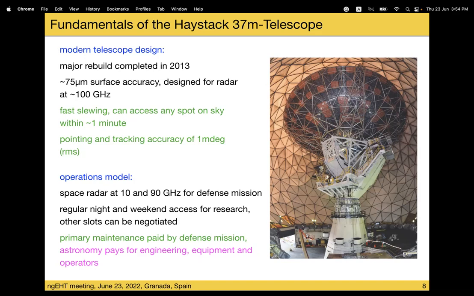So the primary maintenance is like a low-hanging fruit for the project. Its primary maintenance is paid by the defense mission. So astronomy has to only pay for any engineering we need to do, equipment and operators.